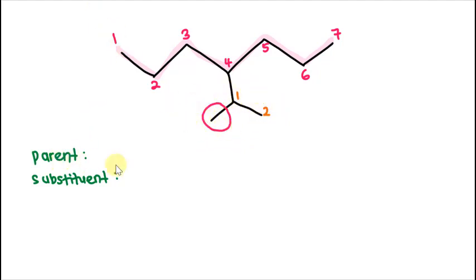The parent name, since it has 7 carbons in the longest chain, will become heptane, and the substituent is attached to the 4th carbon. We are going to use brackets to indicate that our alkyl group attached to the 4th carbon has a branch. Since we have a methyl attached to the first carbon of our alkyl group, 1-methyl, and the longest carbon chain for our alkyl group is 2, so we have ethyl.